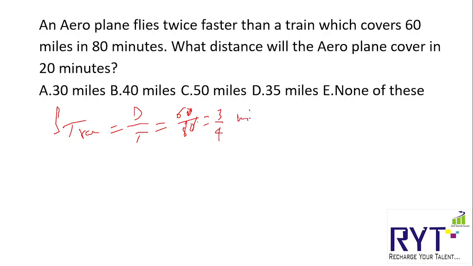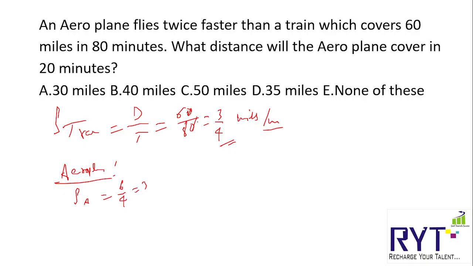Miles per minute. Now, what is the question here? An aeroplane flies twice faster than a train. They're telling twice faster than a train. It means the speed will be double. So what they're telling now, for the aeroplane, speed of the aeroplane is twice that of the train. So 2 into 3, 6 by 4.